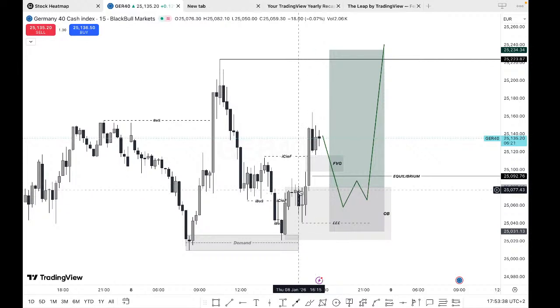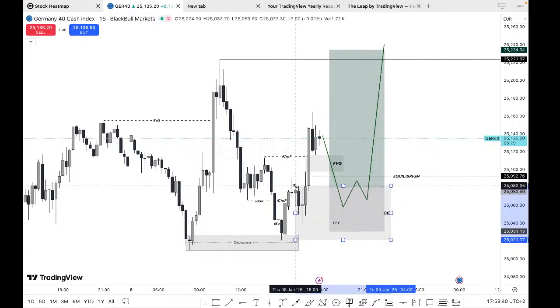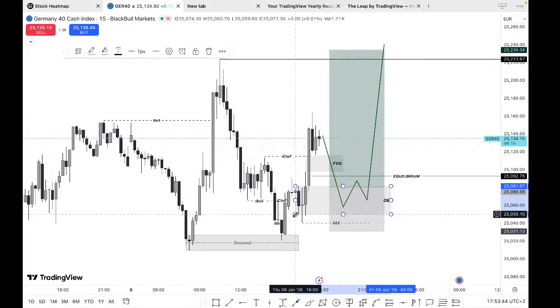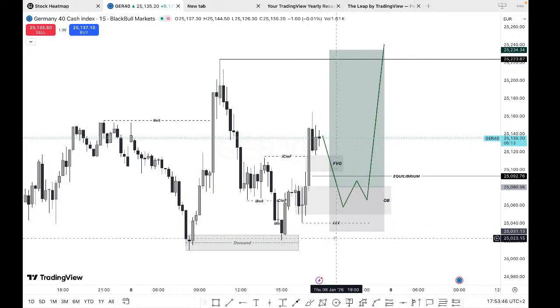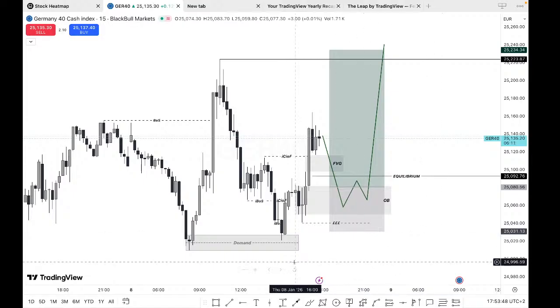As I'm looking at this, below that liquidity is going to be your take profit.